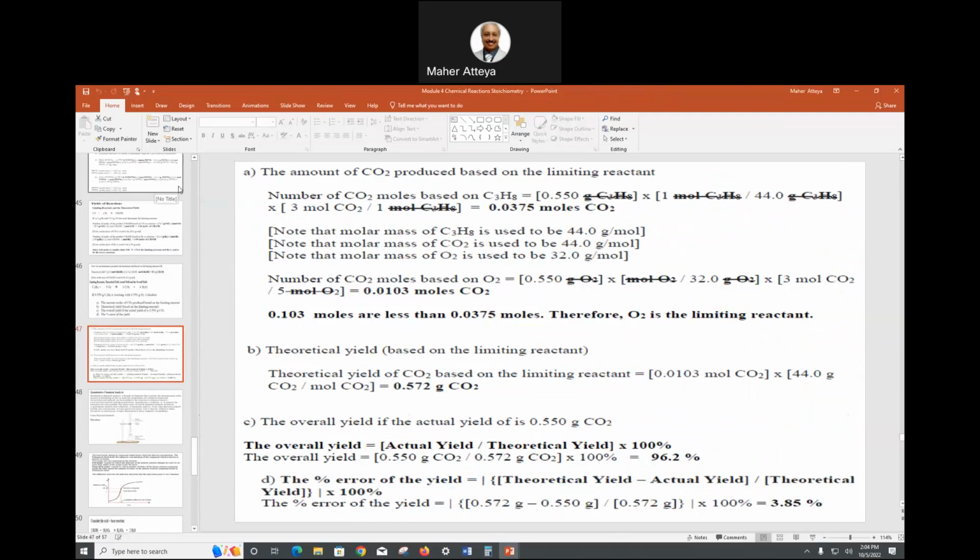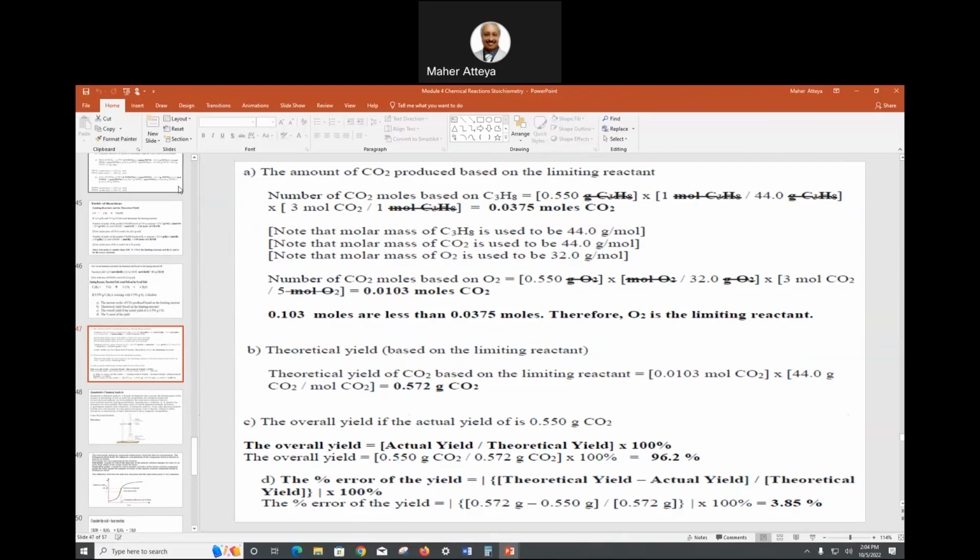In the OWL, you see a lot of formulas as well. These are the same formulas anyway, but you need those formulas handy to solve those problems. Without those formulas, you will never be able to. So what is the overall yield? The overall yield is actual divided by theoretical, multiplied by 100.